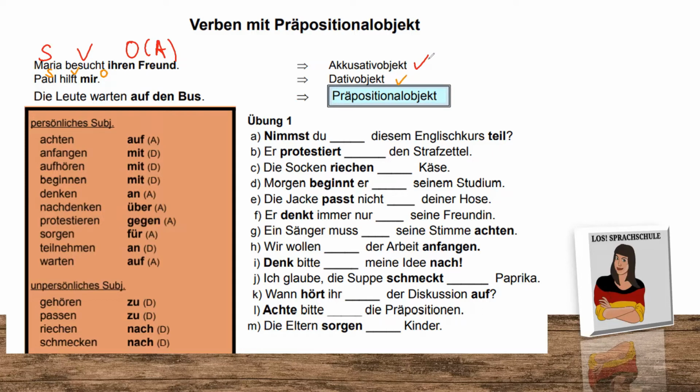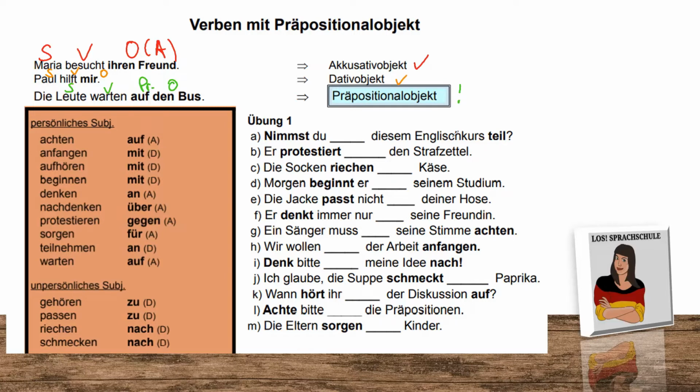But now you have another example, the third one. Die Leute warten auf den Bus. The people are waiting for the bus. So we have the subject, the verb, the preposition, and our object. So this is our new topic. It is a prepositional object.